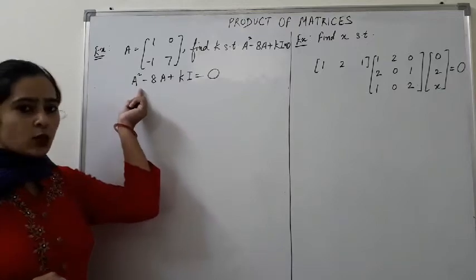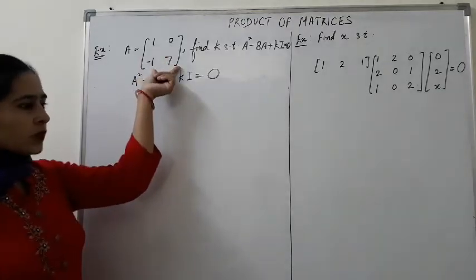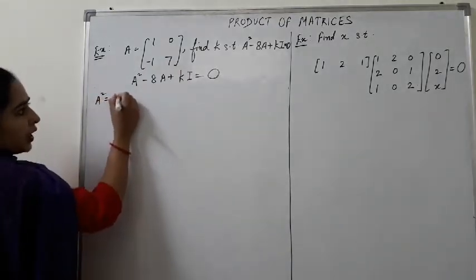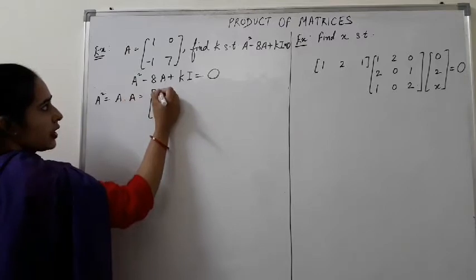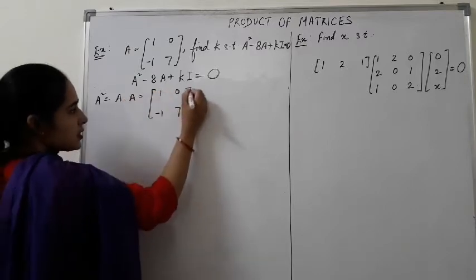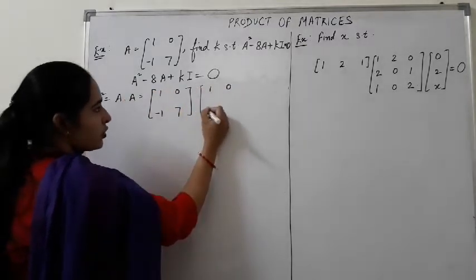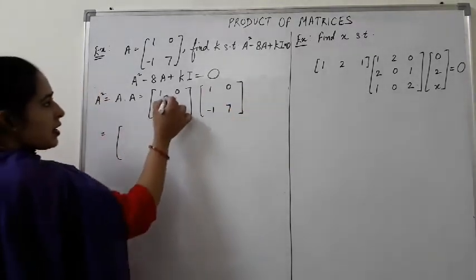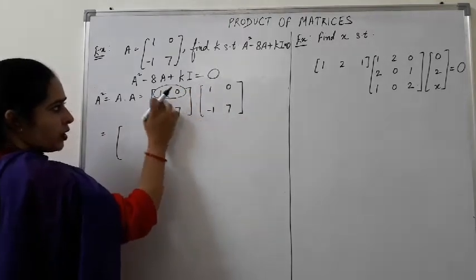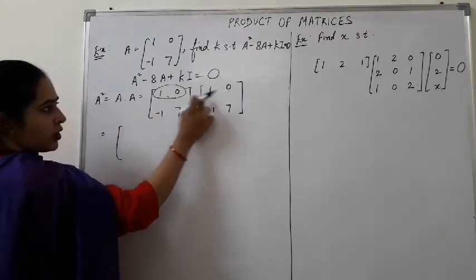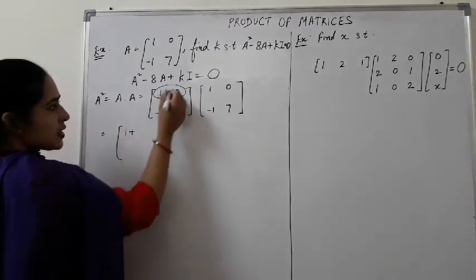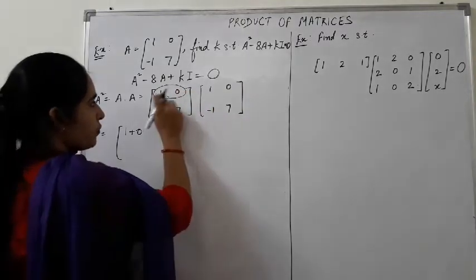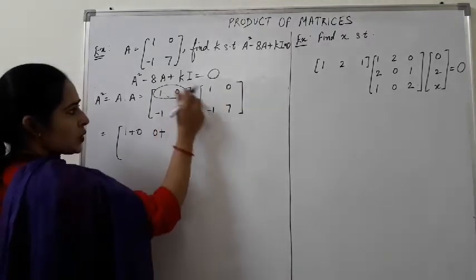First of all is A square. A is given to us, so we can find A square. A square is A into A. A is this matrix. Again multiply it with matrix A. How do you multiply two matrices? First is R1 C1: 1 into 1 plus 0 into minus 1. Then R1 C2: 1 into 0 plus 0 into 7.